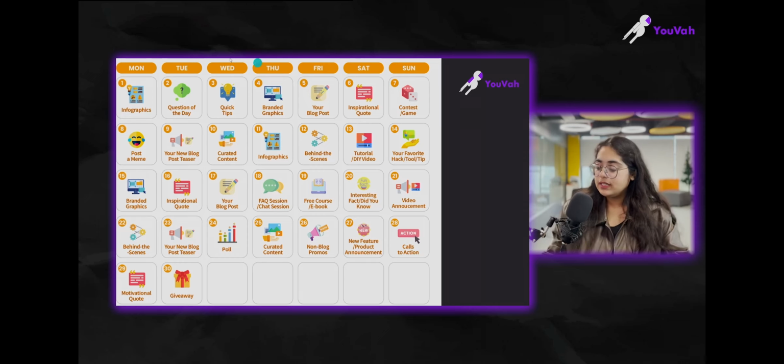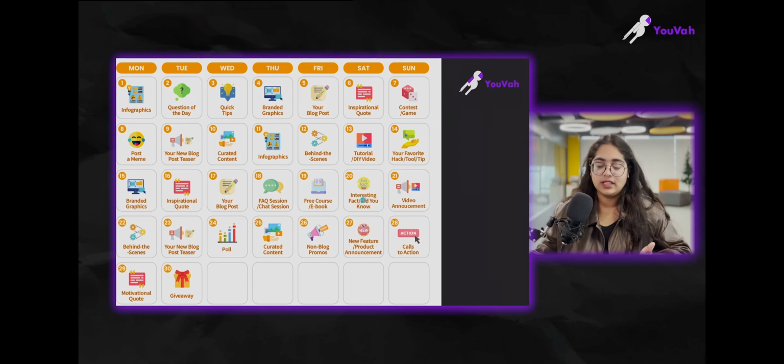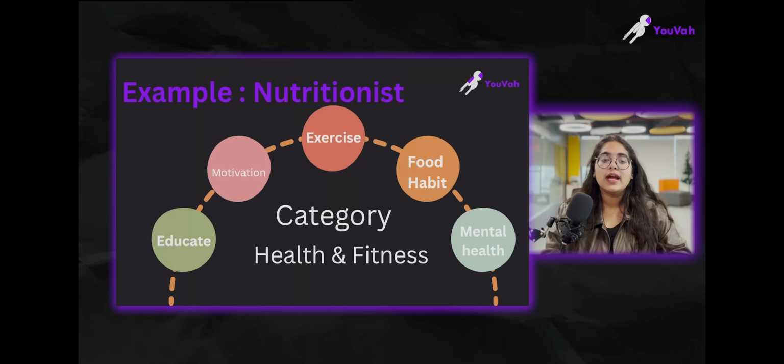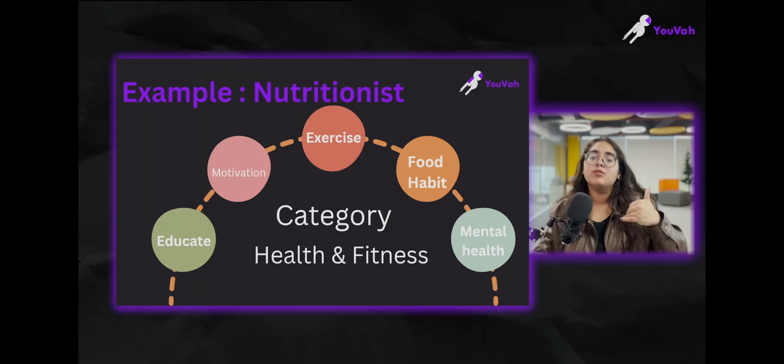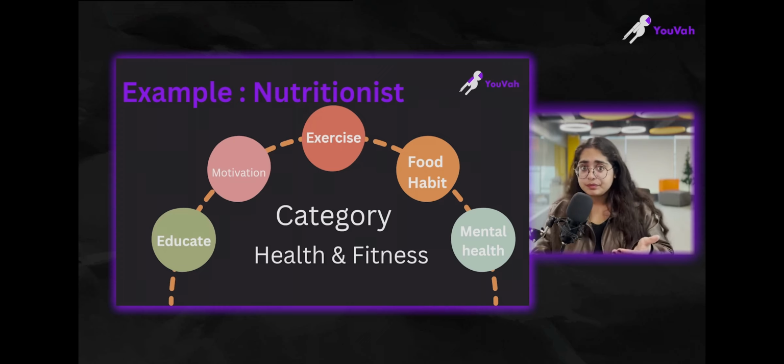The different kinds of content types are infographics, question of the day, quick tips, branded graphics, and blog posts. We are going to look at them one by one, but before that, I'm going to help you learn this through an example: how you figure out a pillar, what the different ways to look at a pillar are, and how you move forward with that strategy.